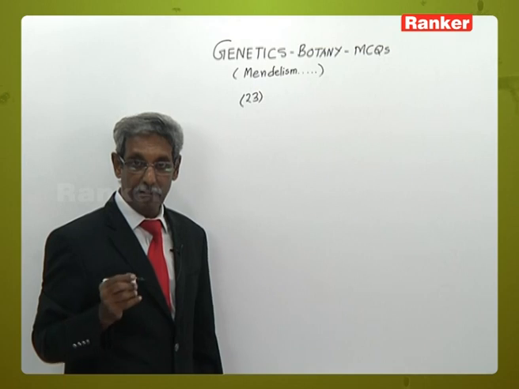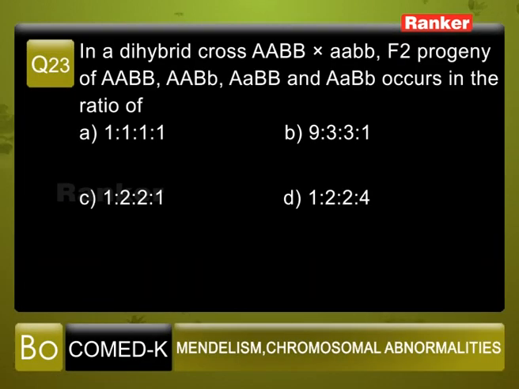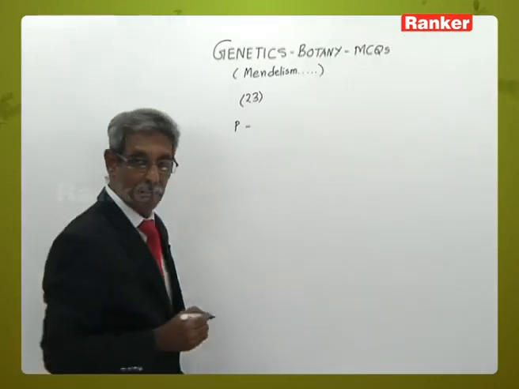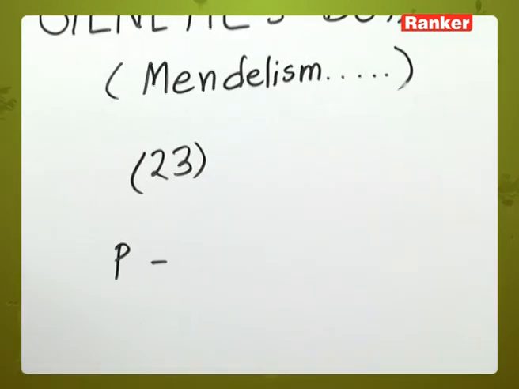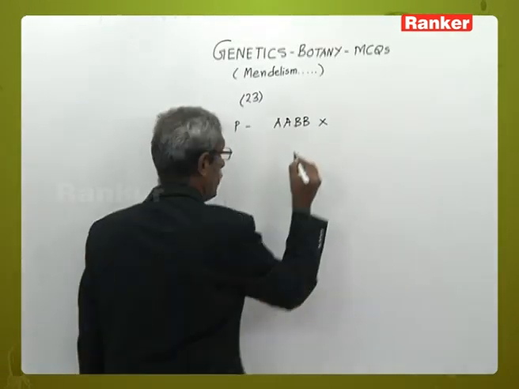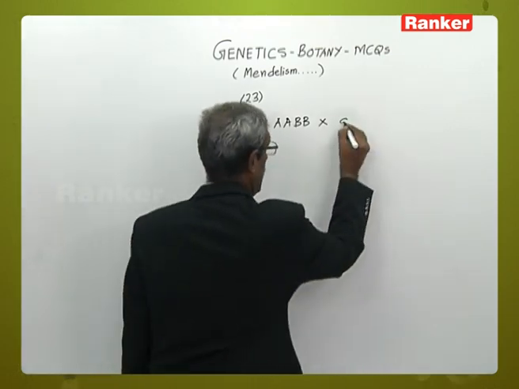We go to problem number 23. It says, in a dihybrid cross, capital A capital A capital B capital B is crossed with small a small a small b small b, and we have the F2. In the F2, they are asking what could be the probable ratio of capital A capital A capital B capital B, capital A capital A capital B small b, capital A small a capital B capital B, and also capital A small a capital B small b. Now, we represent the typical dihybrid ratio in the form of parents. In a typical dihybrid cross, the parents are capital A capital A capital B capital B, which is crossed with small a small a small b small b.